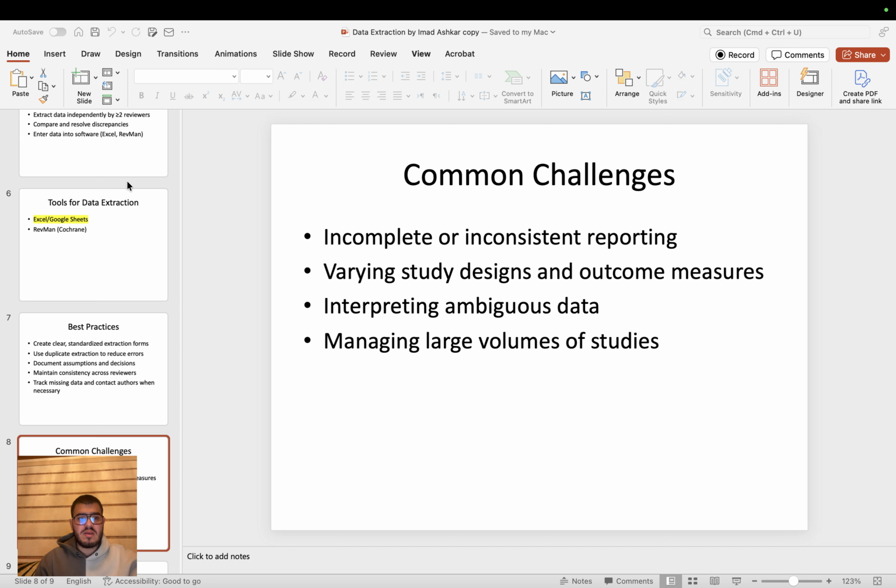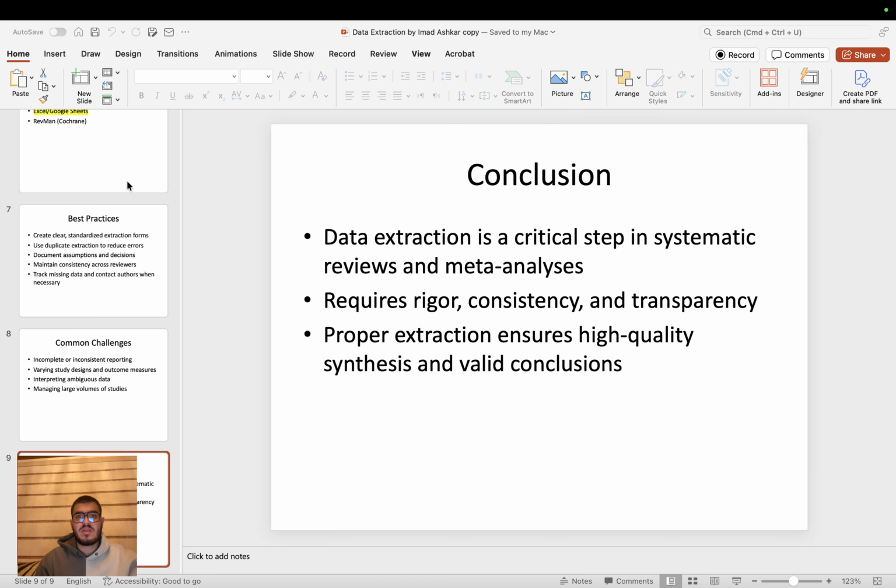Now, the common challenges we face are, first of all, incomplete or inconsistent reporting, the varying study designs and outcome measures, interpreting ambiguous data, and finally managing a large volume of studies. Now, as a conclusion, before moving to an example, data extraction is a critical step in systematic reviews and meta-analysis. It requires rigor, consistency, and transparency. Proper extraction ensures high quality synthesis and valid conclusions.